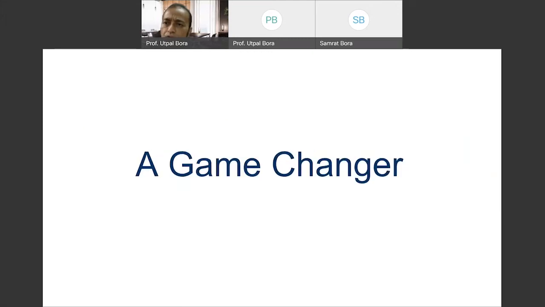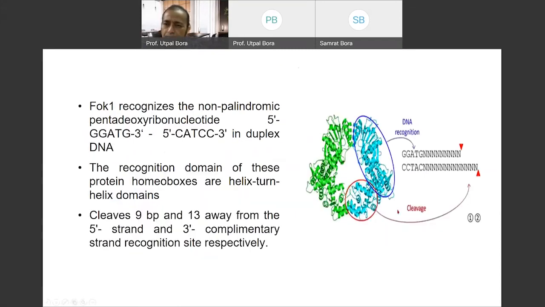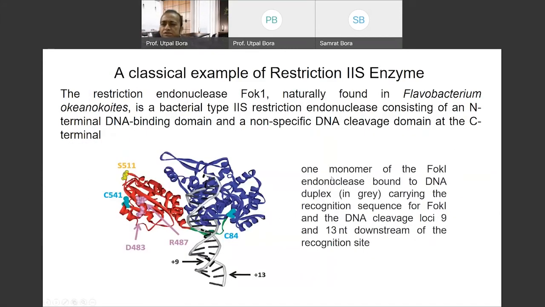We will go to the next slide. So however, we were saved by a game changer. This game changer is a type 2S restriction enzyme, and it is the FokI enzyme. It is the classical example of a type 2S restriction enzyme.